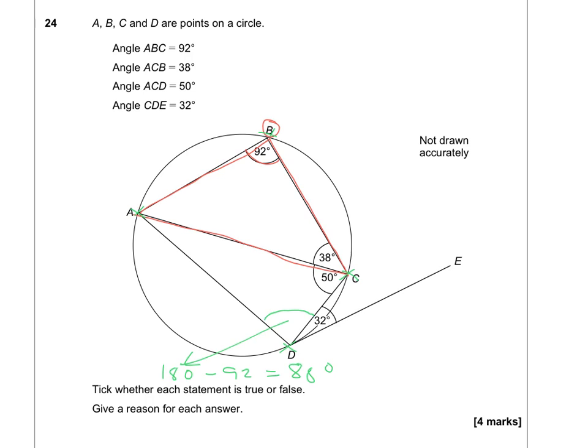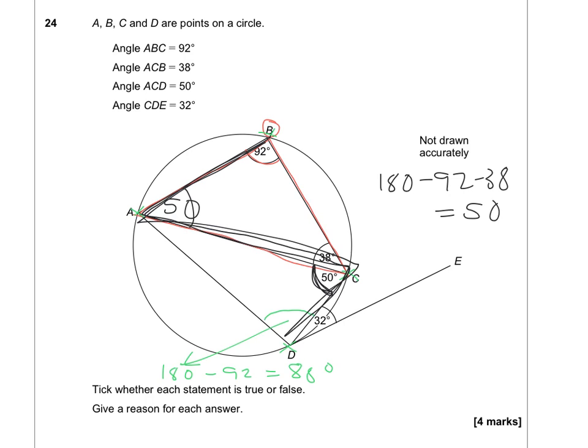Statement 3. ABCD is a trapezium. Now, if we work out the size of this angle here, angles in a triangle add up to 180 degrees, so 180 minus 92 minus 38 gives us a value of 50, so this angle here is 50, as is this angle here, which means we have a pair of alternate angles. We have to use the correct phrasing, alternate angles, which means that this line AB is parallel to this line CD, and a trapezium only needs to have one pair of parallel sides, which means that ABCD is a trapezium, which means that the statement is true.